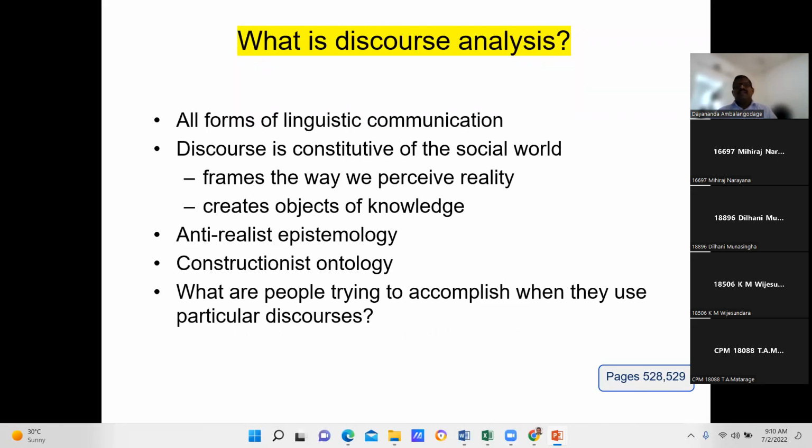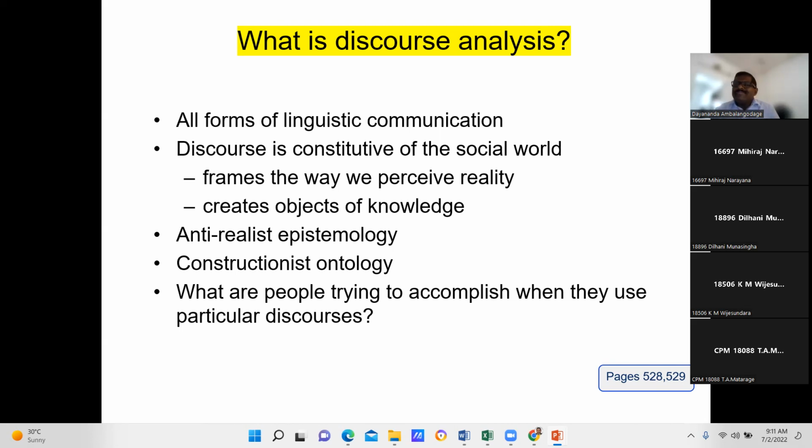What is discourse analysis then? Of course, all forms of linguistic communication. Discourse is constitutive of the social world, frames the way we perceive reality and creates objects of knowledge. Anti-realistic epistemology and constructionist ontology. What are people trying to accomplish when they use particular discourses? All forms of linguistic communication means the language and all the words. Discourse is constitutive of the social world.